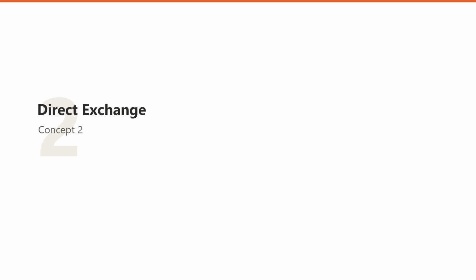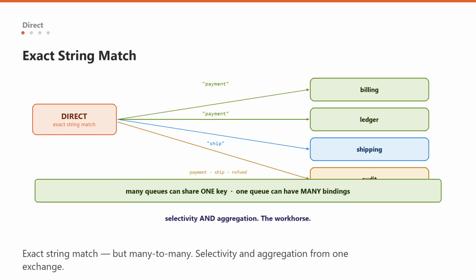Concept 2. The direct exchange, exact matching. The direct exchange is the simplest one, and its rule is exactly what it sounds like. Deliver the message to every queue whose binding key is exactly equal to the message's routing key. String equality. Nothing clever. So you bind your billing queue with the key payment, and your shipping queue with the key ship, and a message published with routing key payment goes to billing and nowhere else.